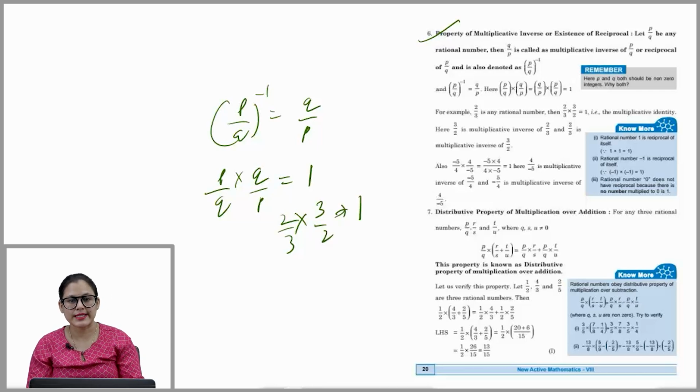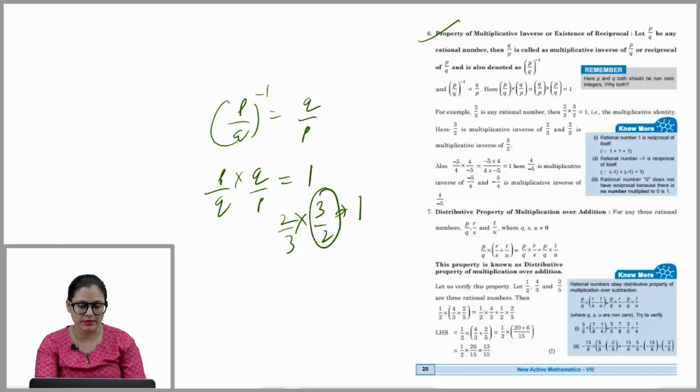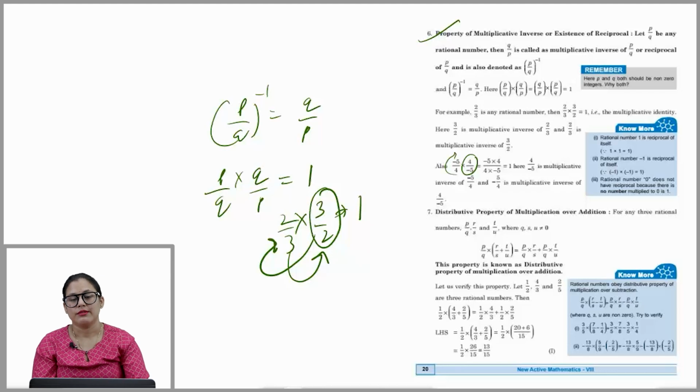Here, 3/2 is the multiplicative inverse of 2/3, and 2/3 is the multiplicative inverse of 3/2. Also, minus 5/4 times 4/minus 5 is equal to 1. So here, 4/minus 5 is the multiplicative inverse of minus 5/4, and minus 5/4 is the multiplicative inverse of 4/minus 5, right?